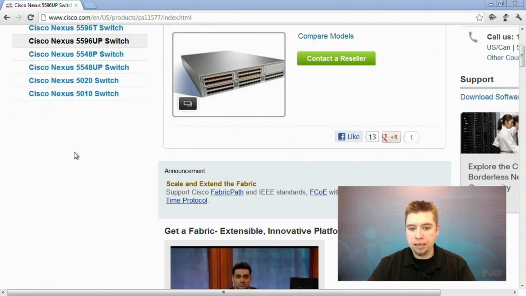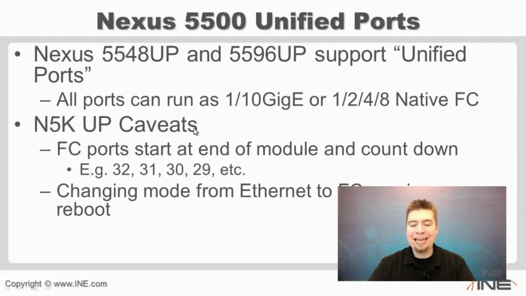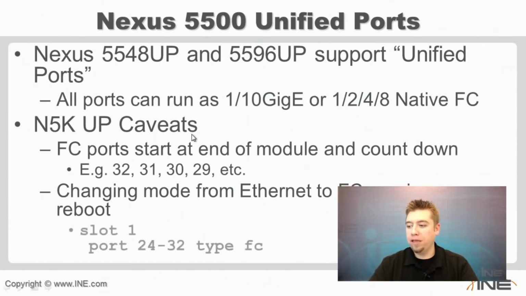Also, from the documentation point of view, it's kind of hidden where it shows you how to do this. The config is really straightforward, though. It's only a couple commands. You say slot and then specify the module number, where in the case of the 5548, the first module is slot number 1. Then we specify what the port mode is. So port 24 to 32 or whatever I want to specify. I just need to make sure that it is at the top of the range.